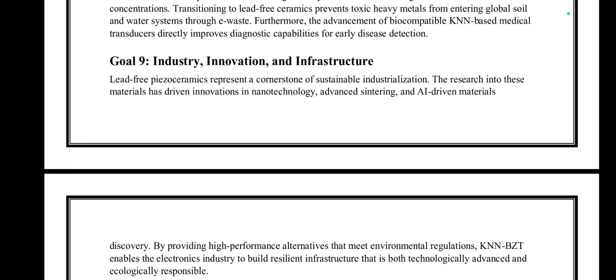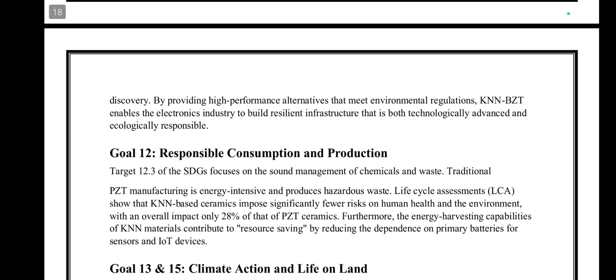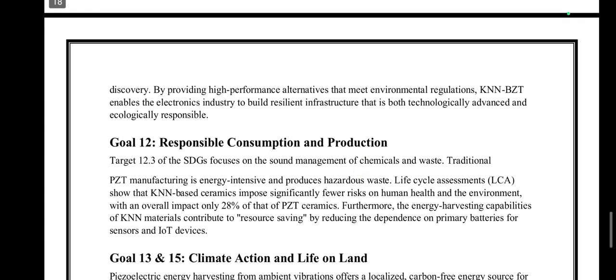Goal 9, industry, innovation and infrastructure. Lead-free piezo ceramics represent a cornerstone of sustainable industrialization. The research into these materials has driven innovations in nanotechnology, advanced sintering, and AI-driven materials discovery. By providing high performance alternatives that meet environmental regulations, KNN-BCT enables the electronics industry to build resilient infrastructure that is both technologically advanced and ecologically responsible.